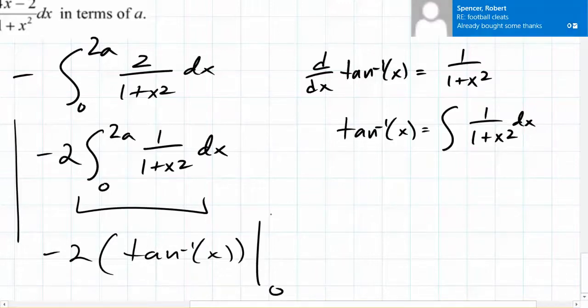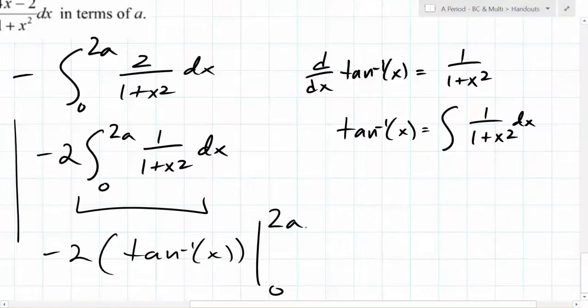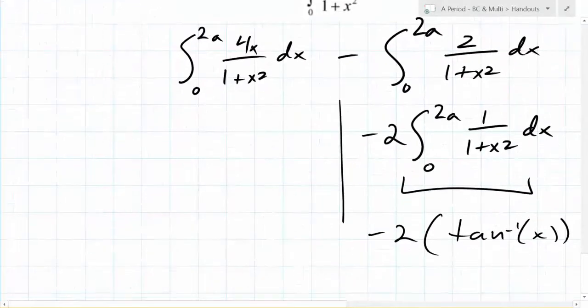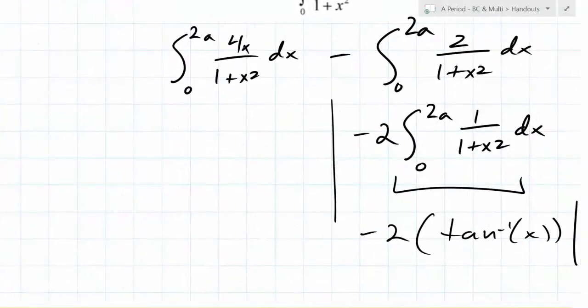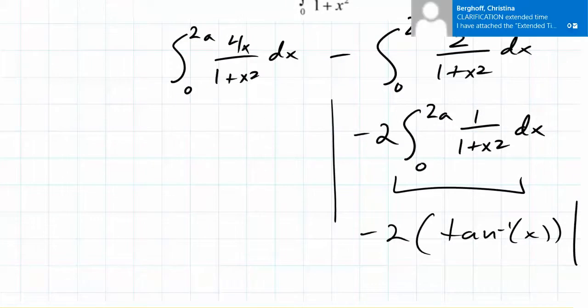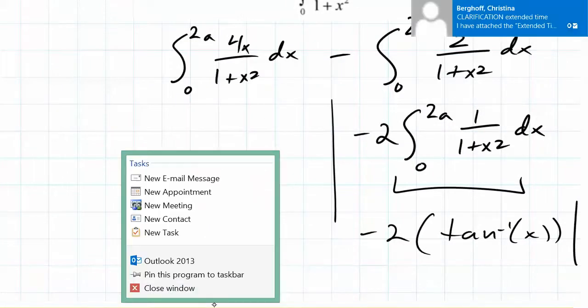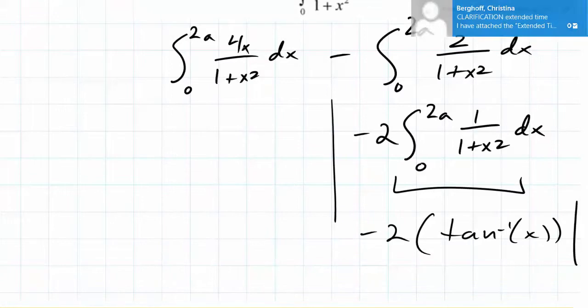0 to what? 2a. So can you finish this part on your own if I leave this to you? What do you plug in first? 2a, and then you subtract 0. Right. Over here, though, can we do the same thing? Can we use the same type of integration? No, you really can't do the same thing.